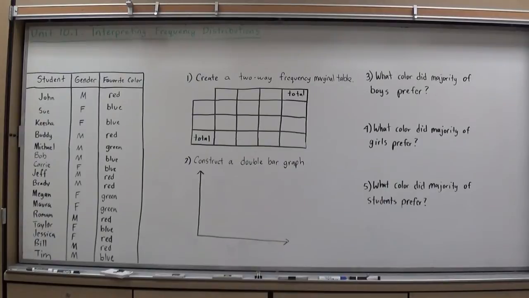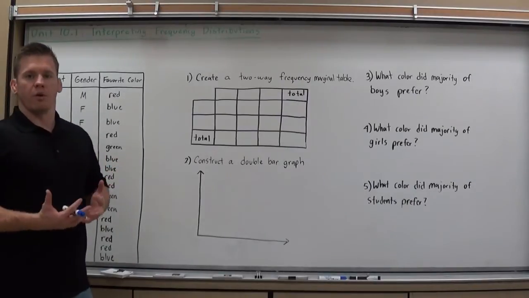So we'll jump right into the kind of questions we'll ask you and the type of activities we'll do with this. One of the first things we'll do to display categorical data is make a two-way frequency table and a two-way marginal frequency table. So let's do that for this data. I have a bunch of students, John, Sue, Keisha, etc., and their genders, male, female, and what their favorite color was. So I have two options for gender, male and female, and when I make a frequency table, I want to identify what those two variables are.